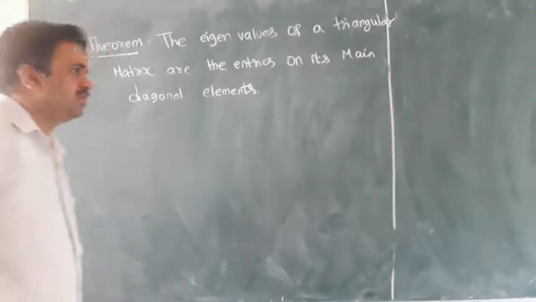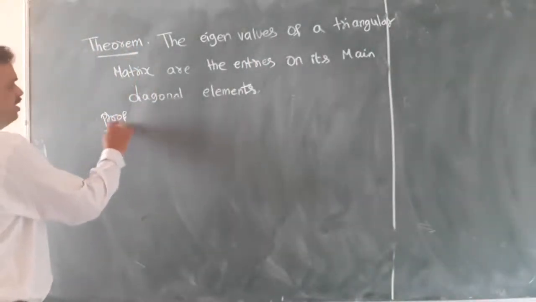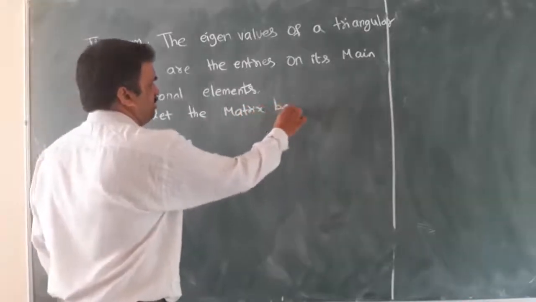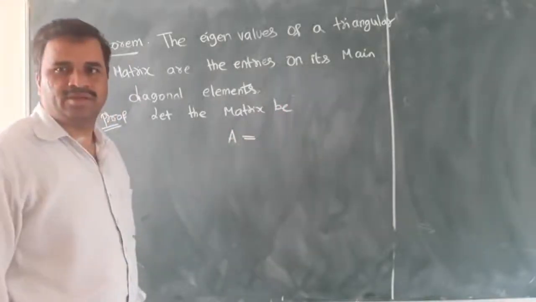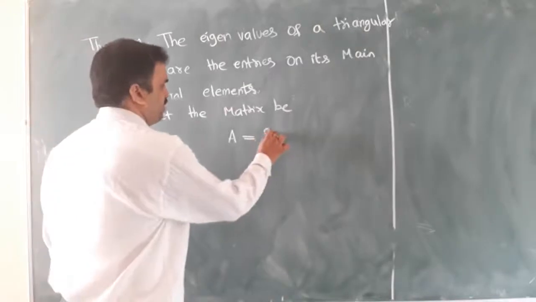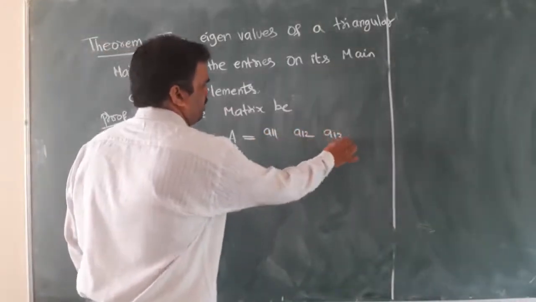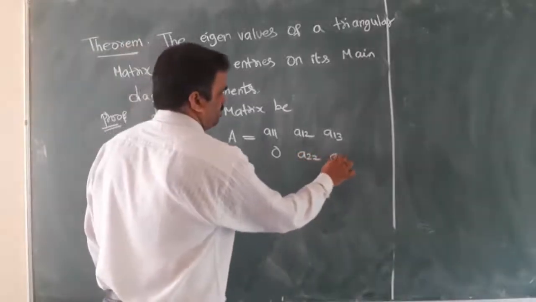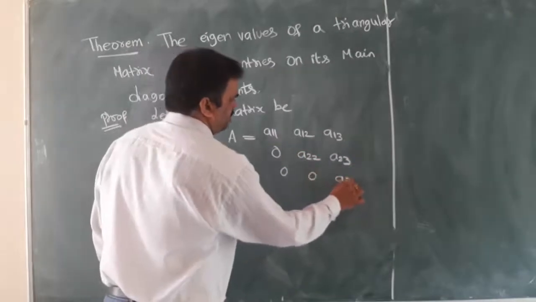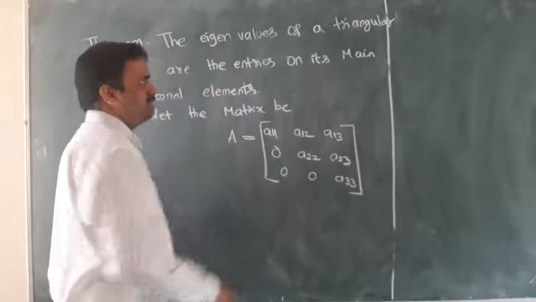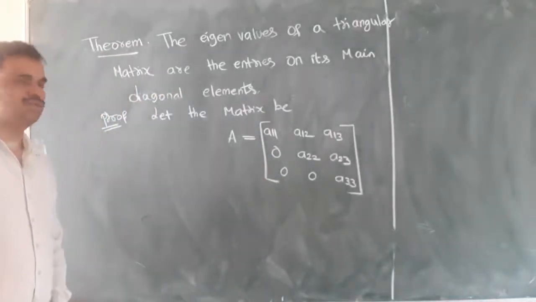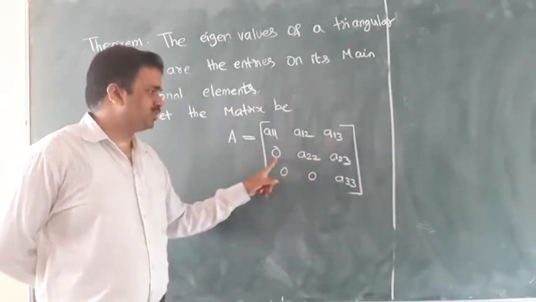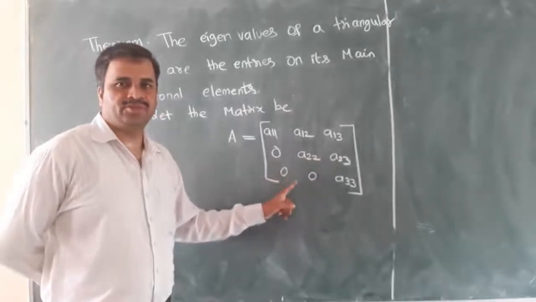Now write the solution, or proof. Let the matrix be A equal to A11, A12, A13, 0, A22, A23, 0, 0, A33. I consider one triangular matrix.